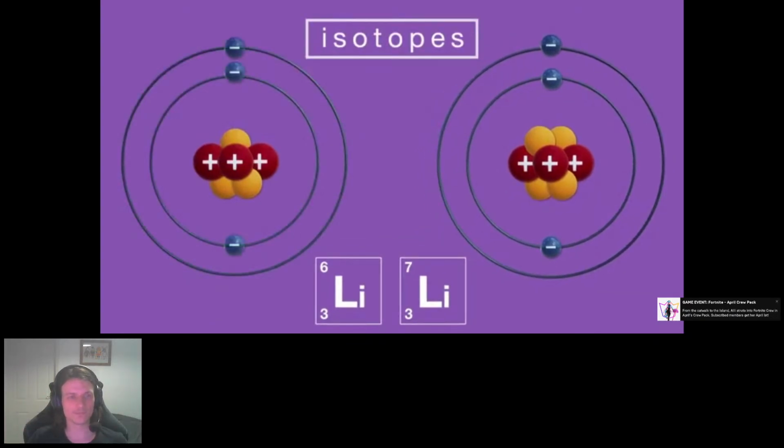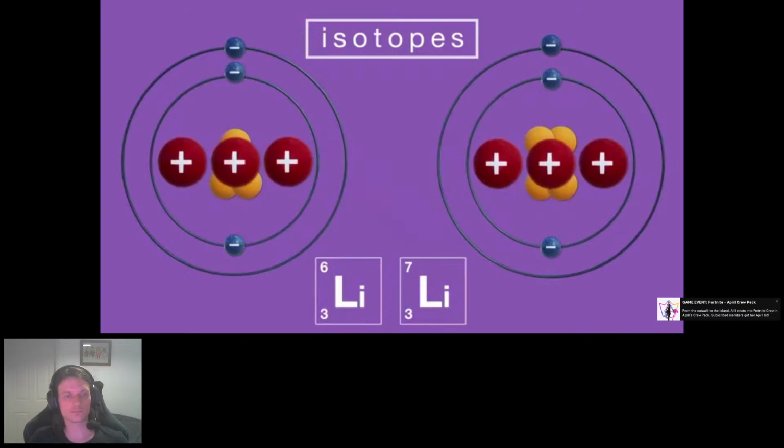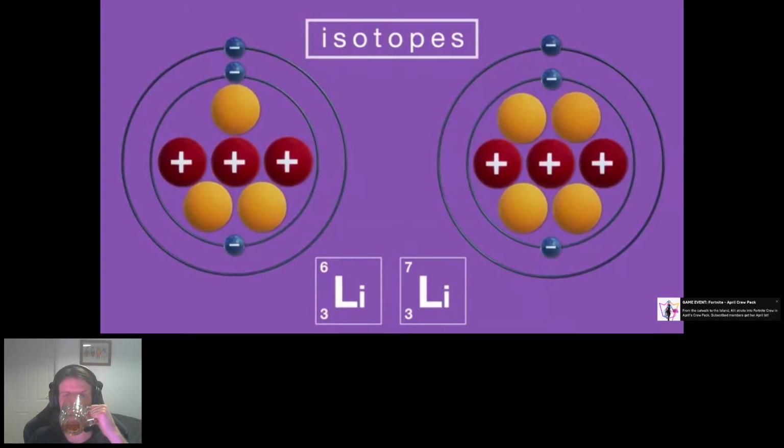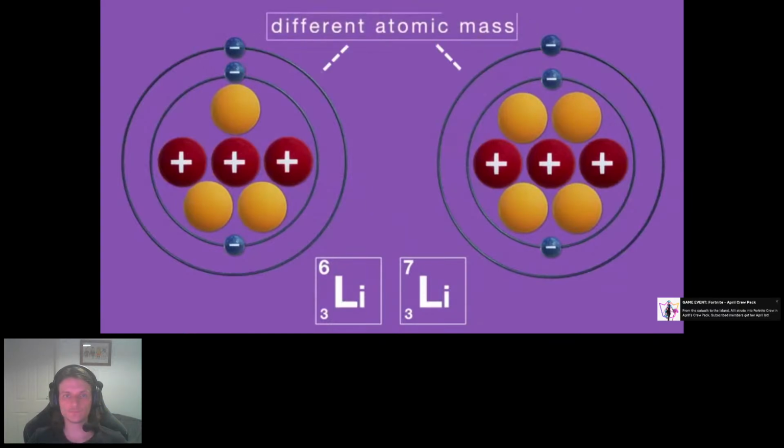Isotopes are different forms of the same element. Each form will contain the same number of protons, but a different number of neutrons, which means they will each have a different atomic mass.